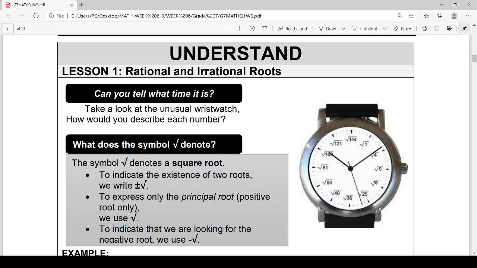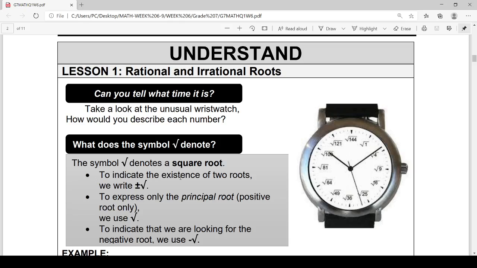Okay, so next, based from here, as you can see, you have square root of 1, square root of 4, square root of 9, square root of 16, and so on. What does this symbol denote? That symbol denotes a square root.